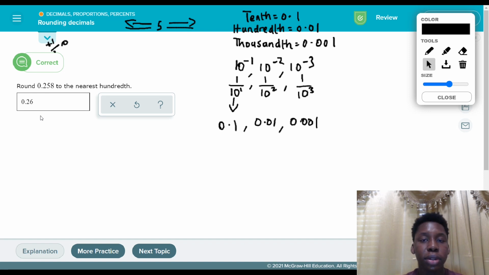Okay, rounding decimals is really important when you start working with big numbers, and it's really important, especially in everyday mathematics. And yeah.